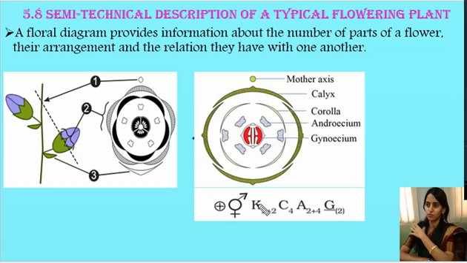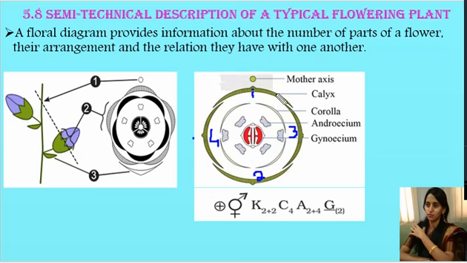Then K represents calyx, and here it is written 2 plus 2. It means there are 4 sepals. Let us count: sepal number 1, sepal number 2, sepal number 3 and 4. These 2 sepals are arranged in one whorl, hence it is written as 2. And these 2 sepals are arranged in another whorl, hence it is represented as plus 2. That is 2 plus 2: there are 4 sepals, arranged in 2 whorls.